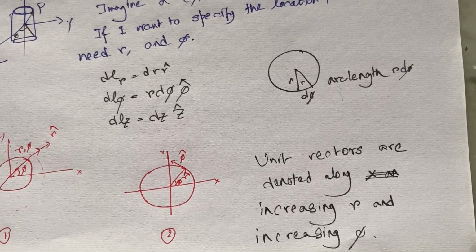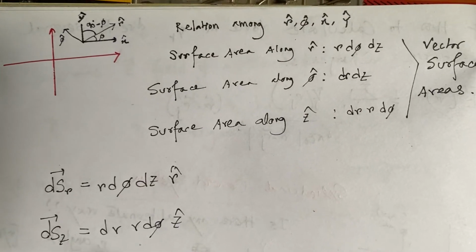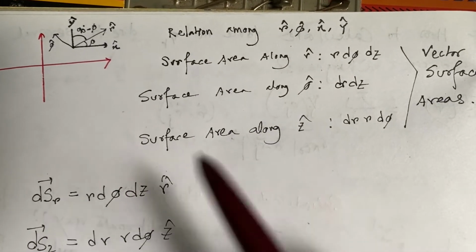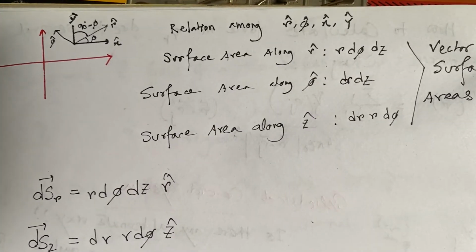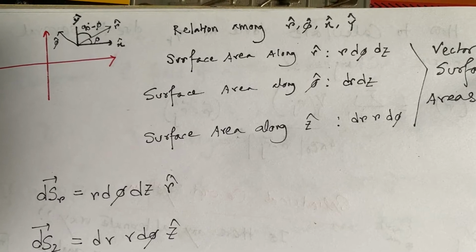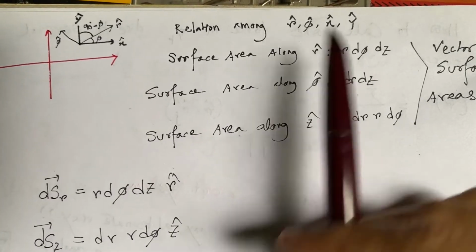Let us discuss the relation among the unit vectors of the cylindrical coordinates, which are r, phi, with the unit vectors along the Cartesian coordinates, which are x, y.